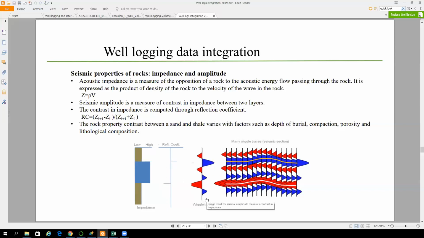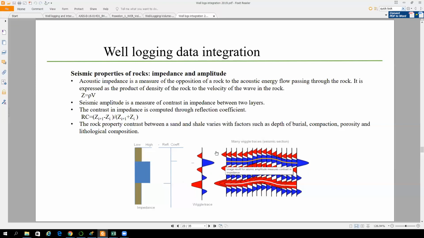So it's a matter of resolution, and it's a matter of frequency of the receiver which we are using to record the information. But the advantage of the seismic is that we can have many logs like that one.